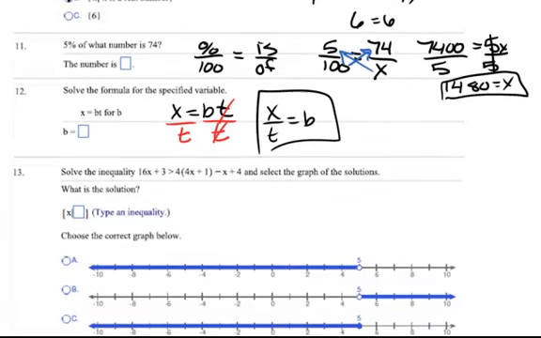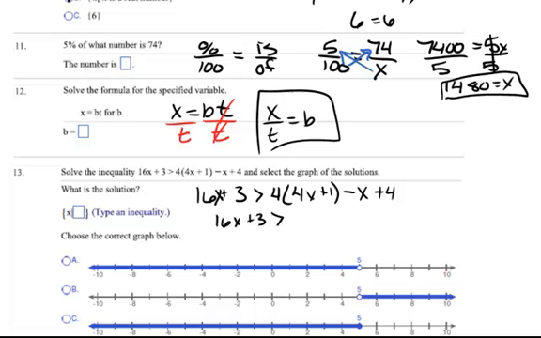For 13, solve the inequality 16x plus 3 is greater than 4 times the quantity 4x plus 1, minus x plus 4. Well, to do that, the first thing we want to do is clear our parentheses, and then we're going to combine like terms. So to clear the parentheses, we'll first distribute this 4. So we have 16x plus 3 on the left is greater than, and whenever we distribute, 4 times 4x is 16x. 4 times 1 is 4, so plus 4, minus x plus 4.